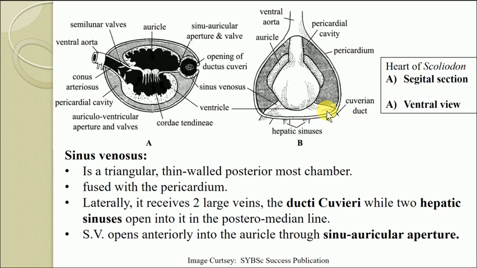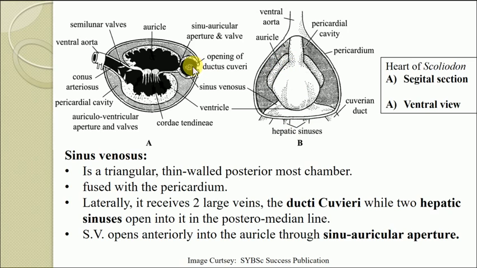Now there is one duct on each side, one from the left side and one from the right side. In addition to these cuvierian ducts, it also receives blood from two small sinuses coming from the liver, and these are referred to as the hepatic sinuses. Now these hepatic sinuses open into it in the posterior middle line. So this is the median area of the sinus venosus where the hepatic sinuses also open. Now this sinus venosus opens anteriorly into the atrium, so called the auricle.